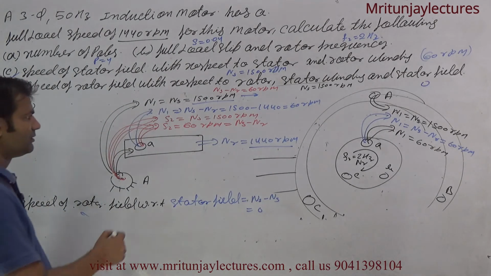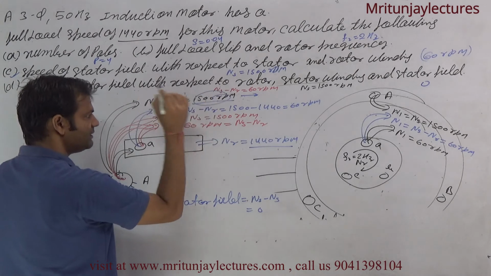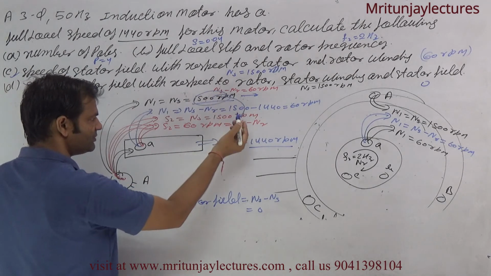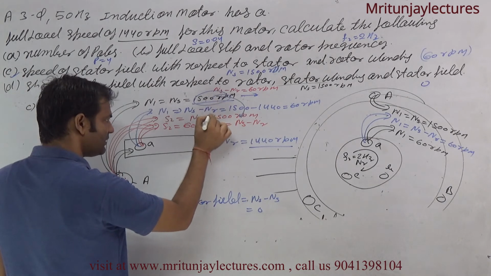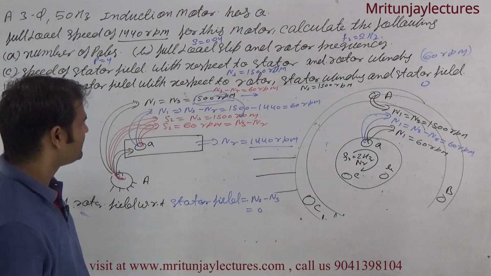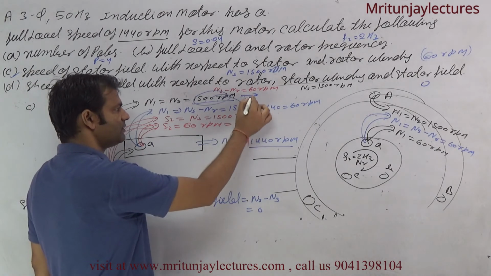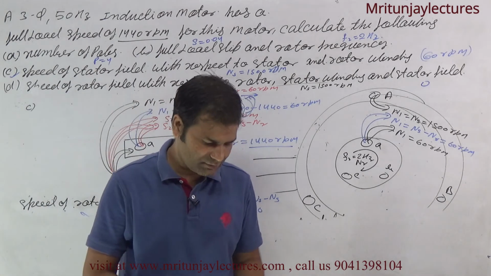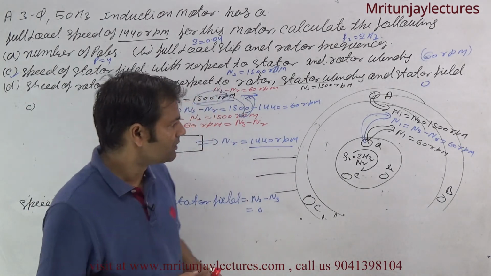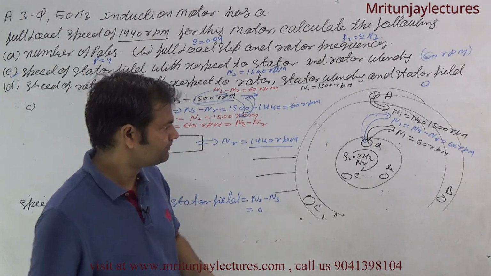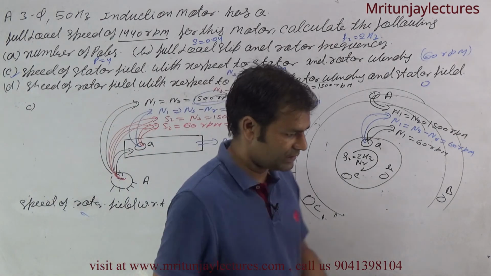If you sit here and see this, this minus this is equal to 0. Or you can say that if you sit on the rotor field and see the stator field, that is ns minus ns, that is 0. So the relative speed is 0.